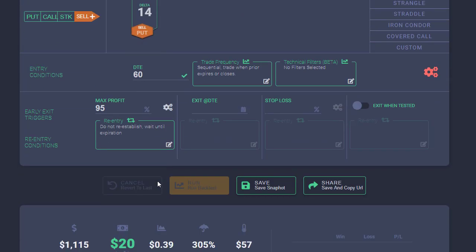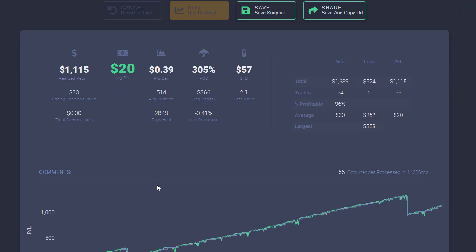Okay, so it's done. So let's scroll down to the results page and let's see what we're looking at here. So first thing is the actual return on this over the 10 years was about $1,100. And when you think about using $400 and making $1,100 over the course of 10 years, it's not a lot of money, but remember, this is highly scalable. The return on capital ended up being 300%, which is about what the market did, right?